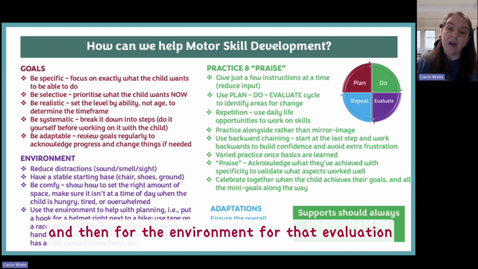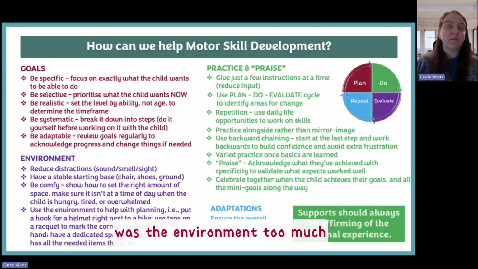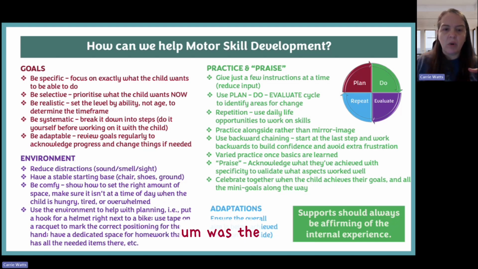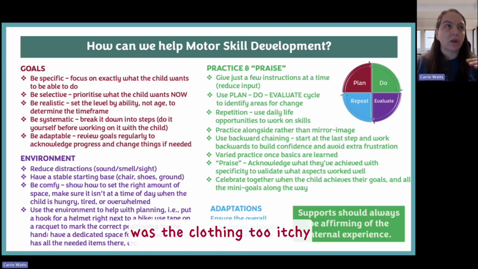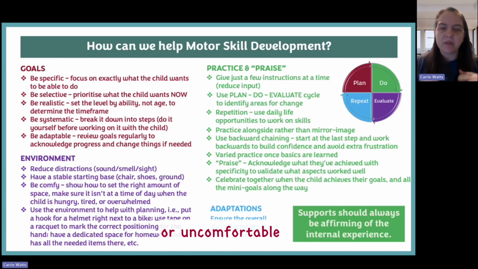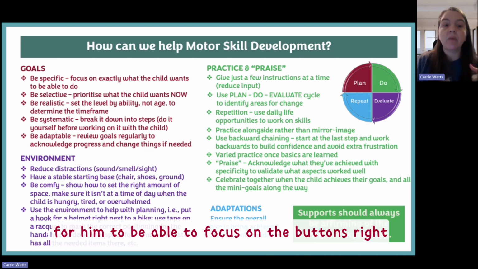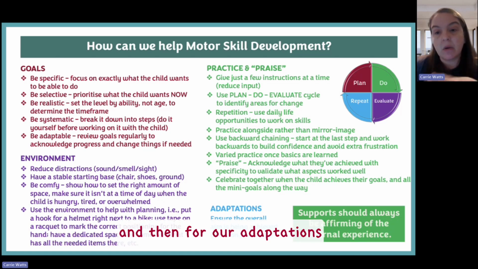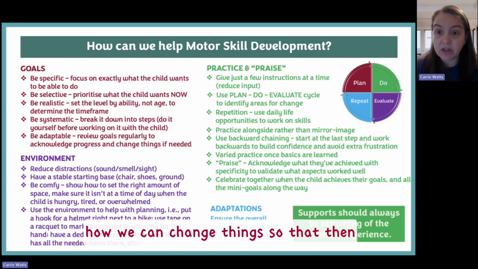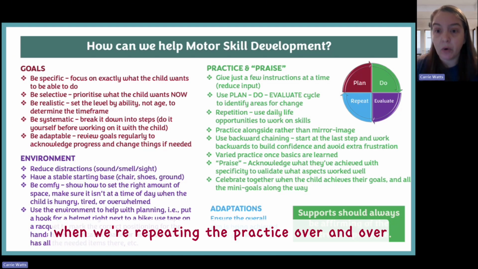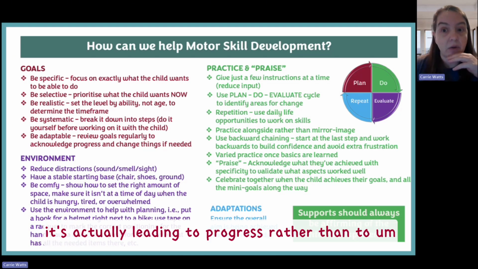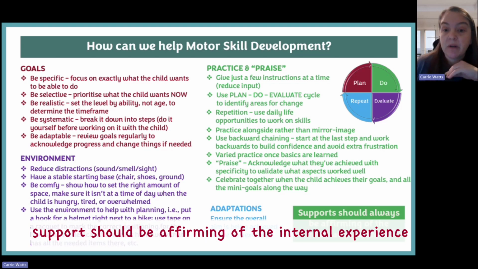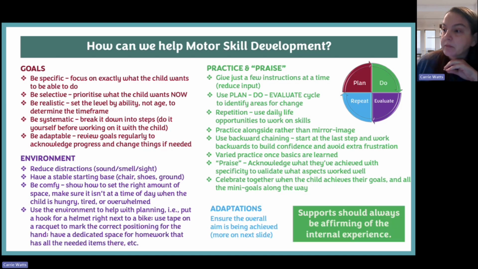And then for the environment, for that evaluation, this is where we have to say, okay, was the environment too much? Did he have a stable starting base? Was the clothing too itchy or uncomfortable for him to be able to focus on the buttons, right? We need to be looking at that kind of stuff. That's what we're evaluating. And then for our adaptations, I'm going to go into how we can change things so that when we're repeating the practice over and over, it's actually leading to progress rather than to disappointment. But always, always, always support should be affirming of the internal experience.